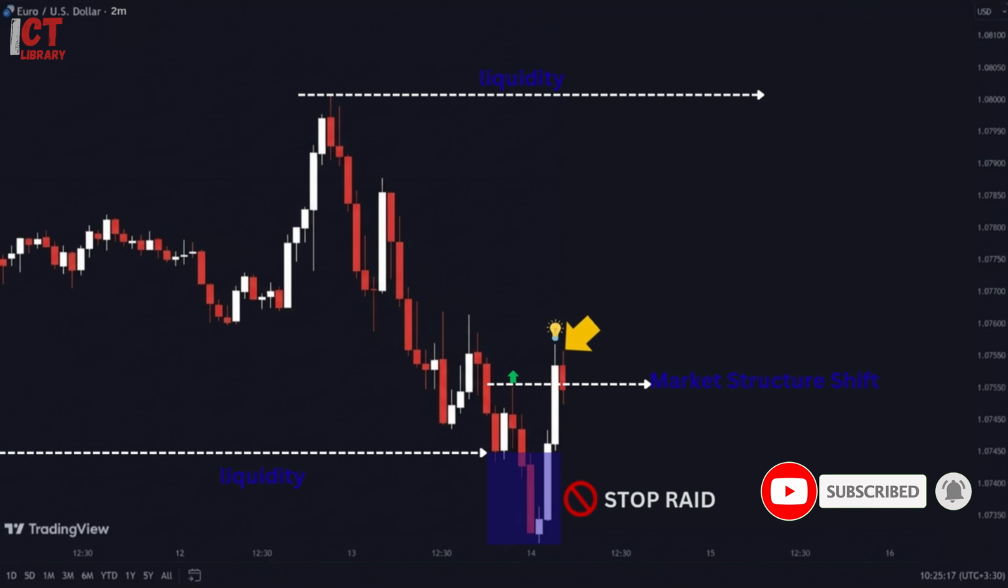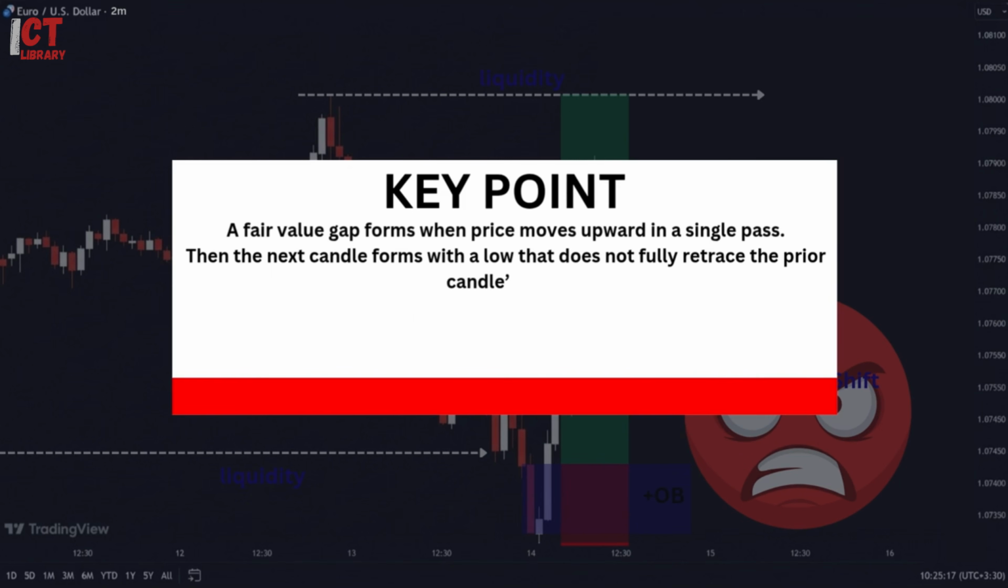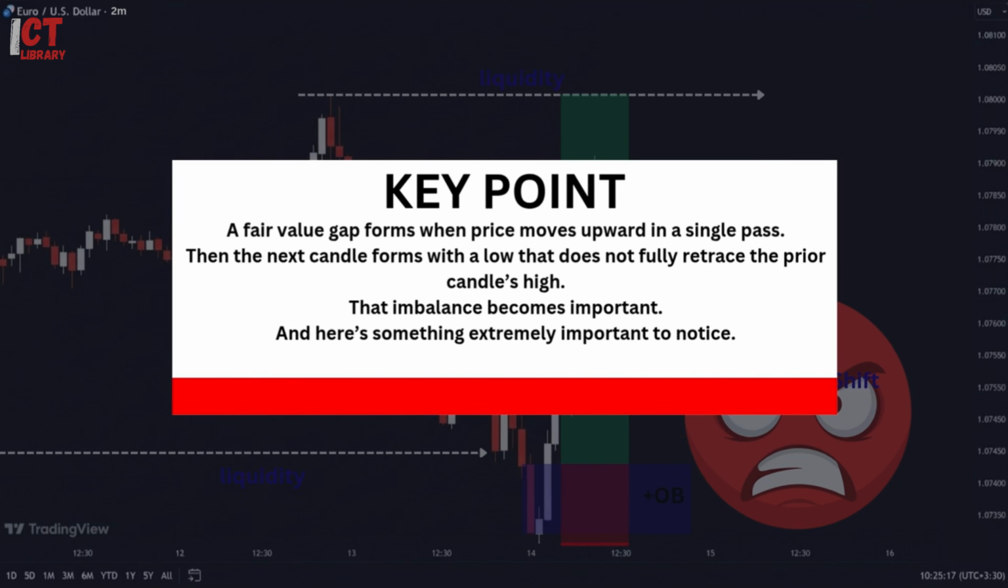And here is the question you ask yourself. Does this candle create a fair value gap? If the answer is yes, then a very specific condition now exists in the market. A fair value gap forms when price moves upward in a single pass. Then the next candle forms with a low that does not fully retrace the prior candle's high.